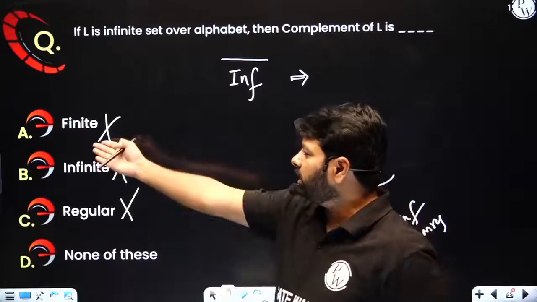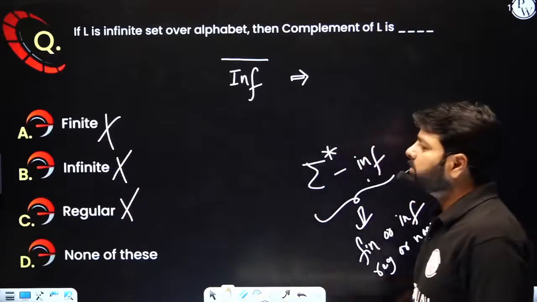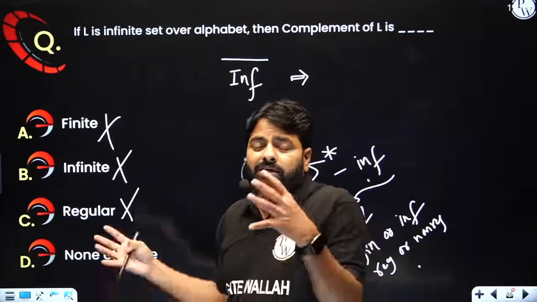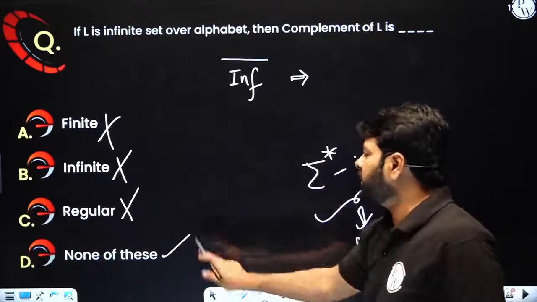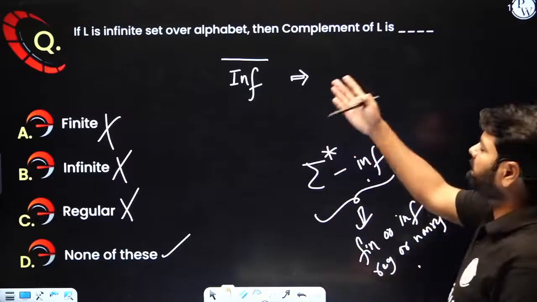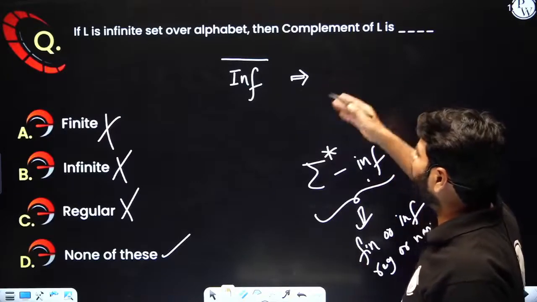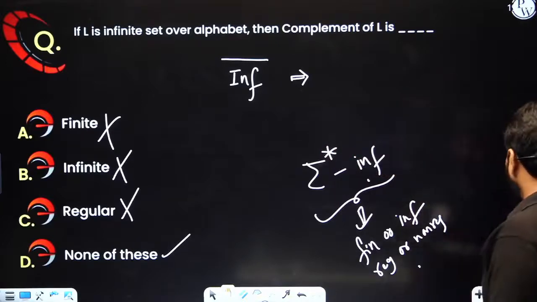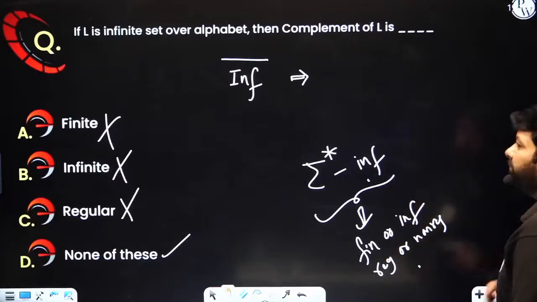So all are wrong, because saying always finite, always infinite, or always regular is wrong. But if you say sometimes finite, that's correct. Sometimes infinite, sometimes regular, if anybody forms those options, they are correct. Right now, none of these is correct. So what is the complement of an infinite set? Anything is possible. Need not be finite, need not be infinite, need not be regular, need not be non-regular. You just say anything. That's right. I'm just leaving it because all the choices are correct.